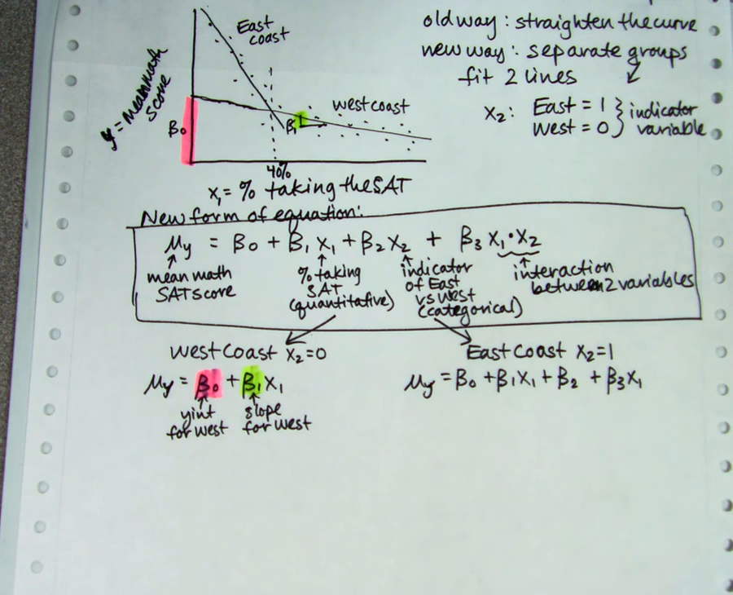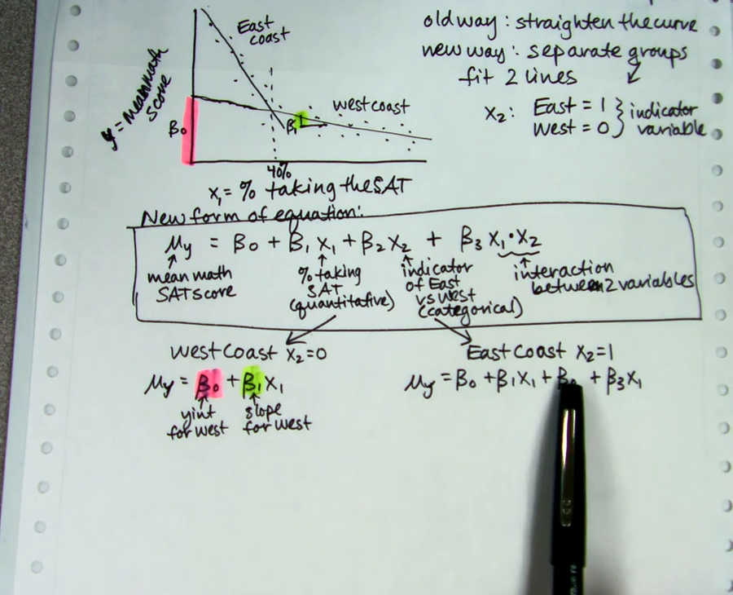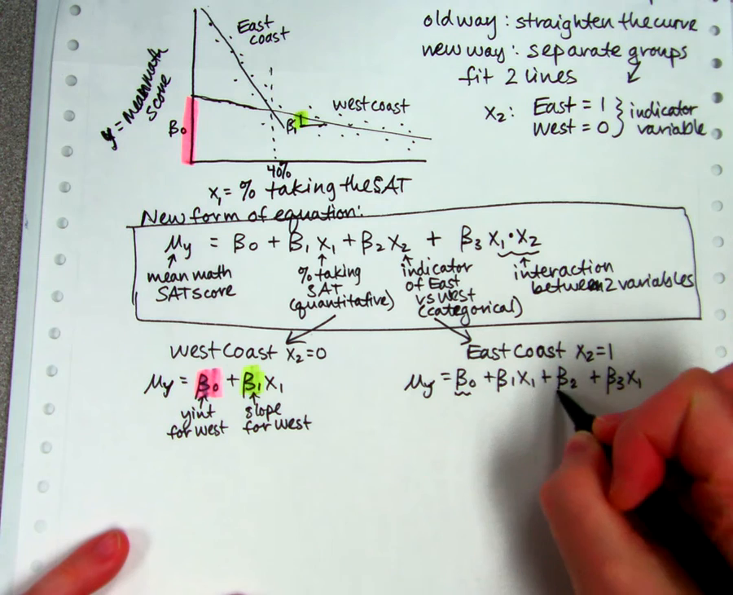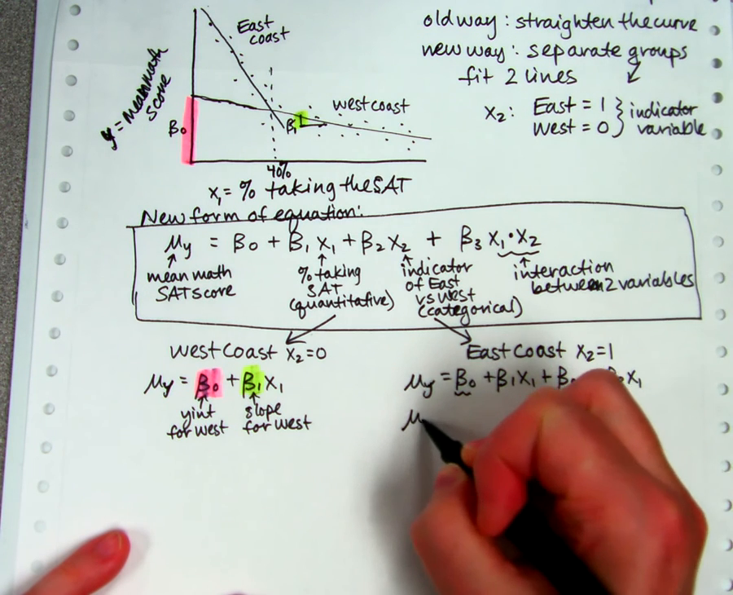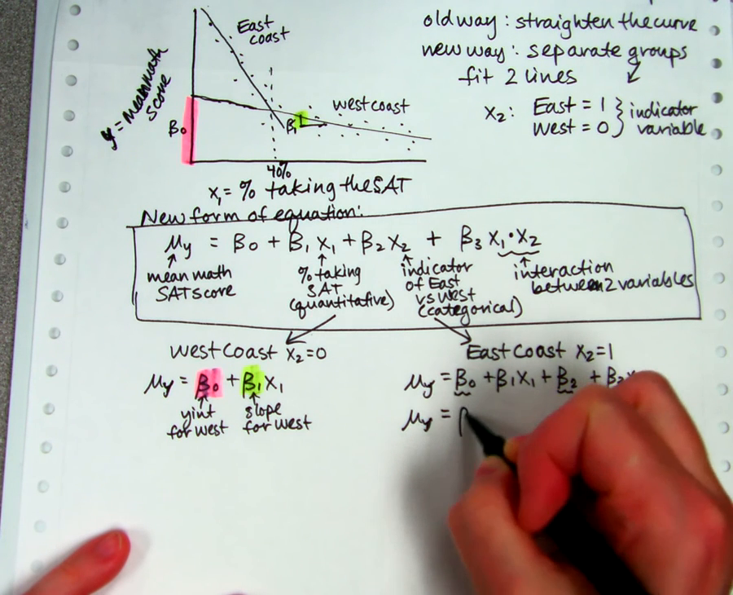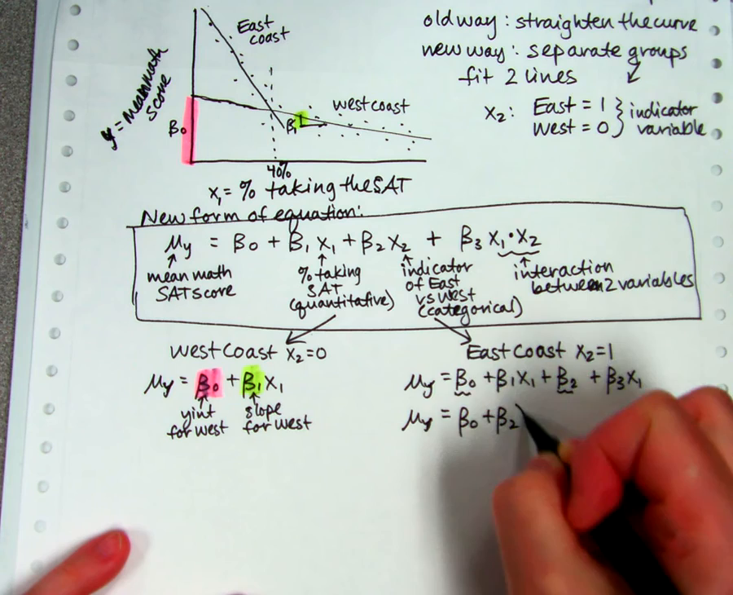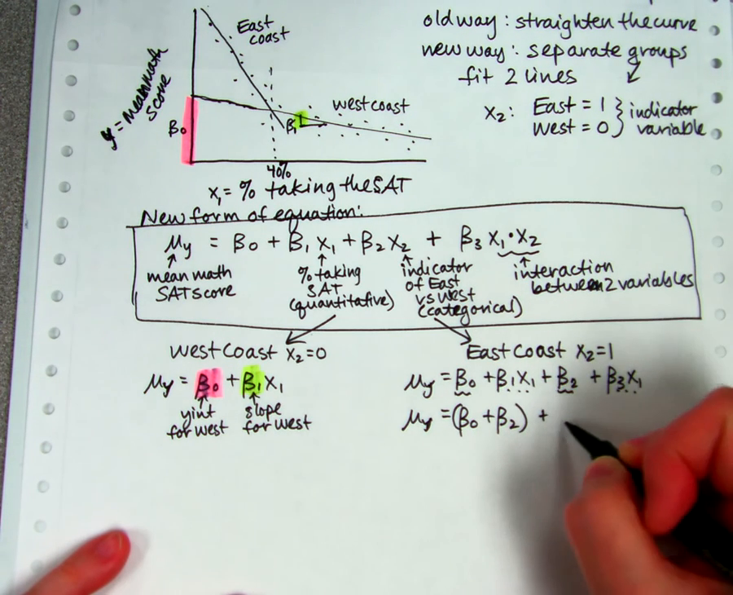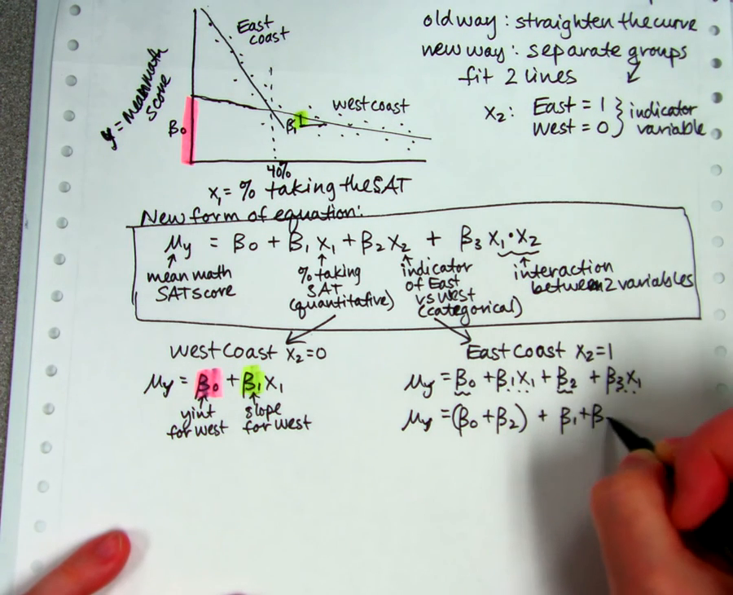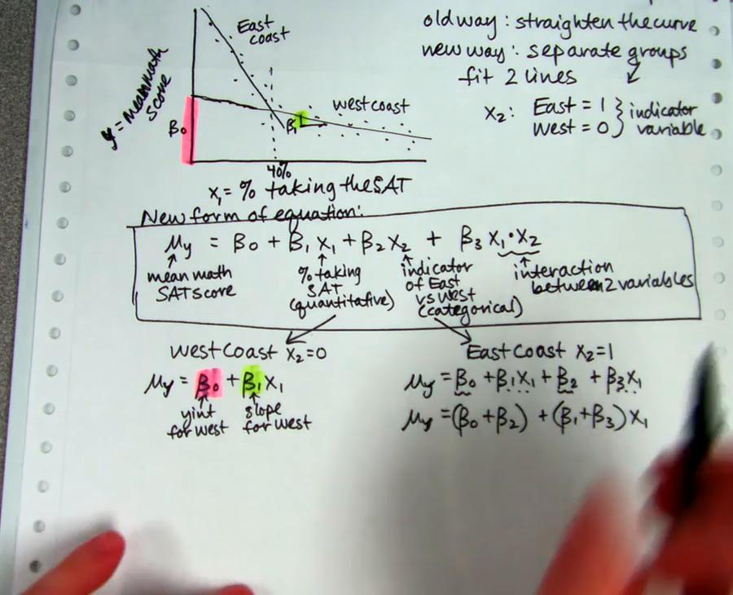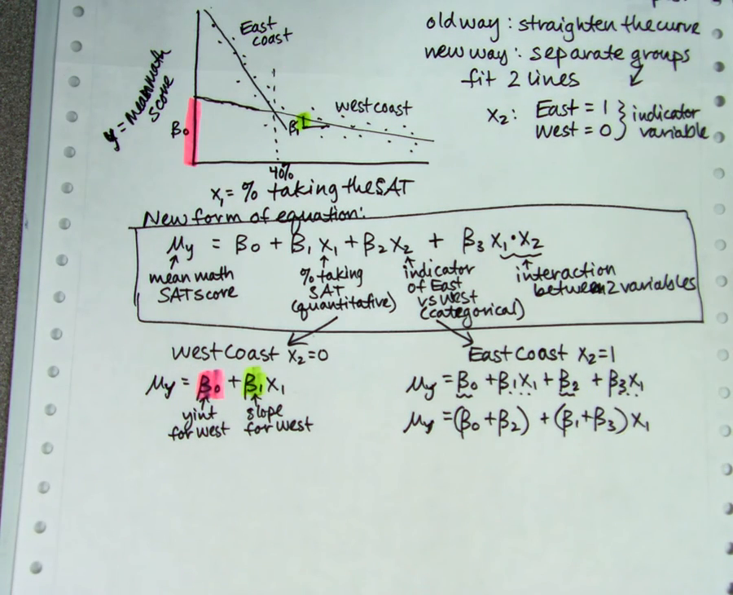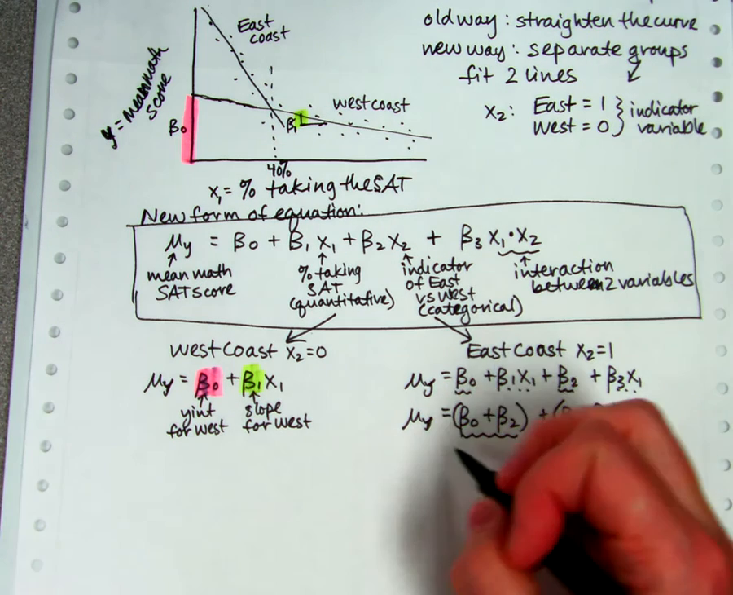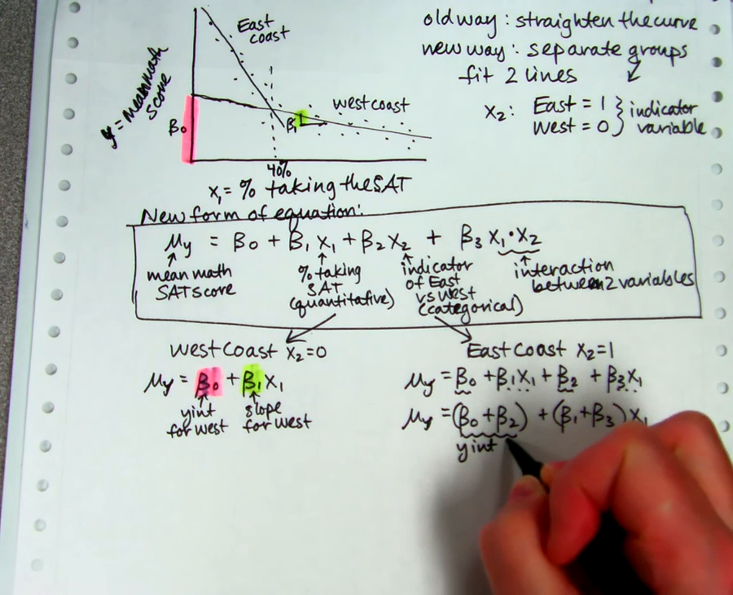It is a linear equation though. It has two pieces that are whole numbers, or well, maybe decimals, but they're numbers. So I could add these two pieces together and combine like terms just a little bit and get beta 0 plus beta 2. And then I could also add these two like terms and get beta 1 plus beta 3, times x1. That's looking a little bit better because this whole piece is now the y-intercept. This is the y-intercept for the East Coast students.